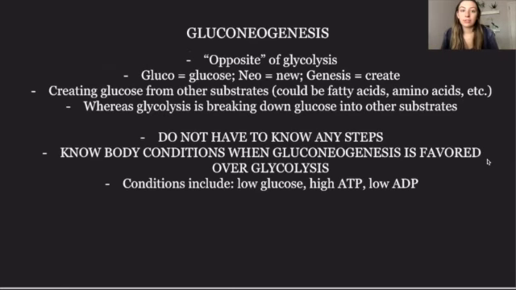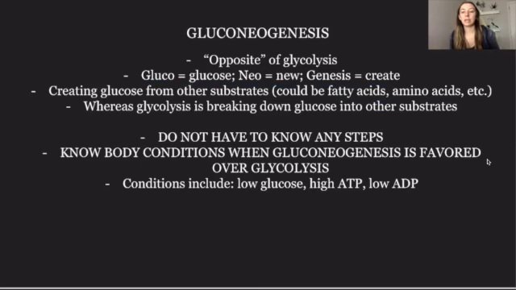So gluconeogenesis, all these G-enesis words can really get mixed up. So break it down. Gluco is glucose. Neo means new, and genesis means create. You're creating new glucose from other substrates. It could be fatty acids, amino acids. It could be other things.